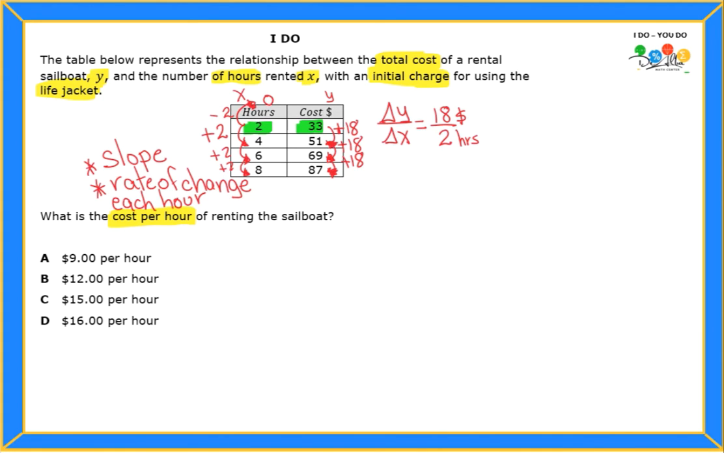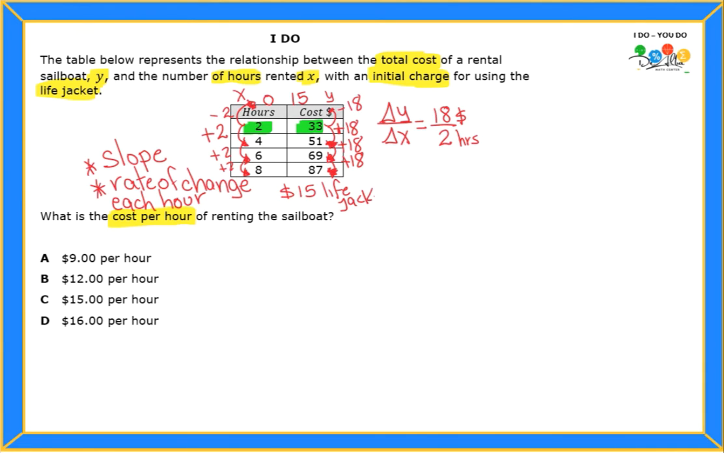It's a 0, right? So on the cost, I was adding 18. So if I want to go back, then I need to subtract 18. And 33 minus 18, I get a 15. So what is 15 representing? So $15, it's how much money you pay for the life jacket.